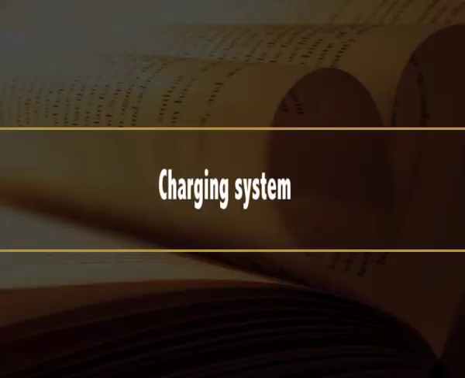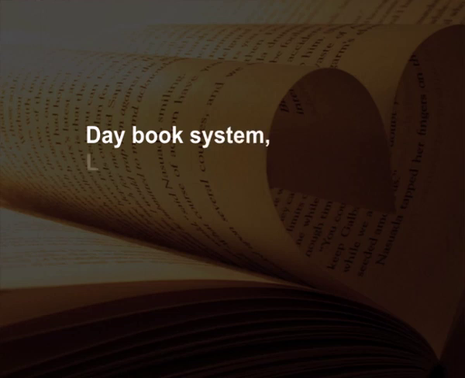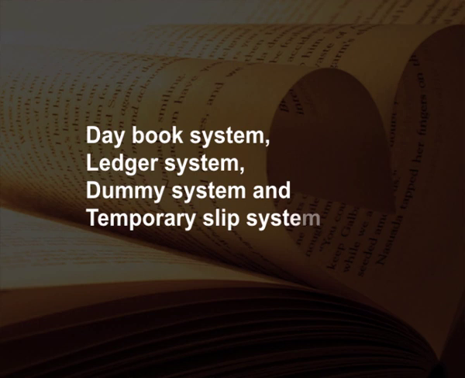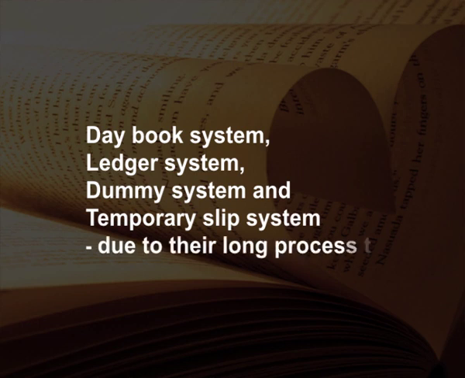The second one, that is of charging system. The fourth law has completely revolutionized the slow, cumbersome and complex charging and discharging systems. It discourages charging systems such as daybook system, ledger system, dummy system and temporary slip system due to their long process time. This law encourages charging systems such as Browne charging system, Newark charging system and computerized charging system due to their ease and short process time.